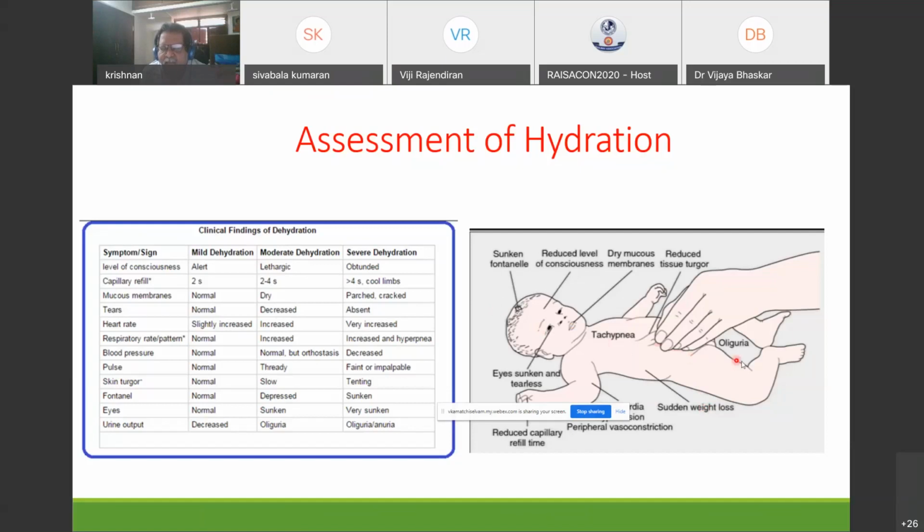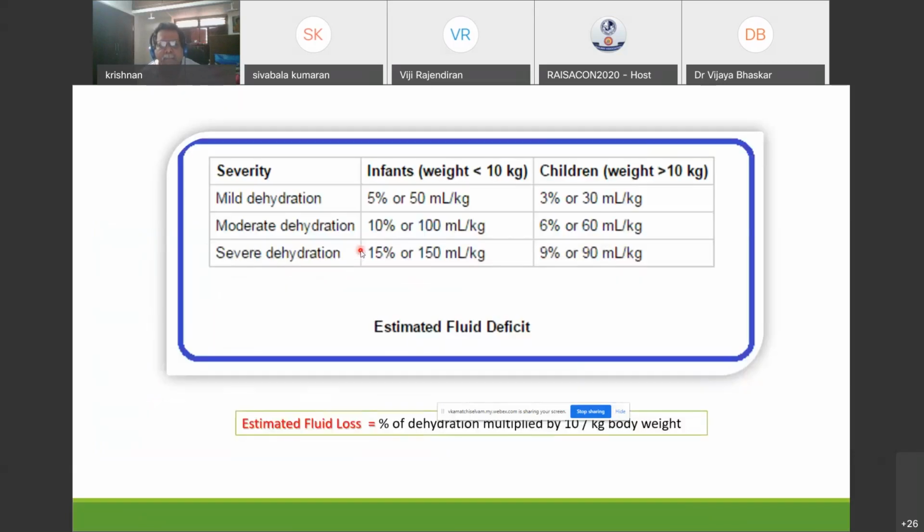So by assessing this, they have come to this particular type of grading system. For level of consciousness, here if you see, they are given in a haphazard way. If you do it from head to foot, you will not miss anything. Whatever we are seeing, they have given level of consciousness, then they have just jumped to capillary refill. Instead of jumping like this, you just start from above and go down, and you will not miss anything. Based on the clinical findings, they will say mild, moderate or severe dehydration. Why we should know that is because you have to classify the severity.